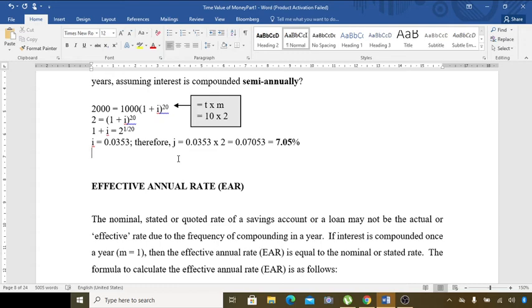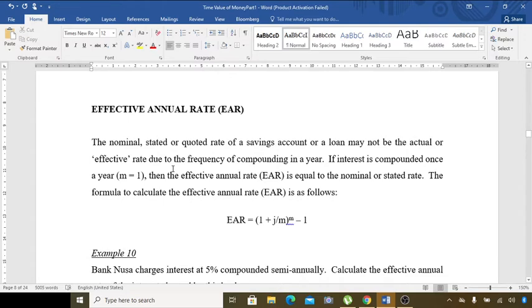You don't have to use even a financial calculator for that matter. It's very simple. Okay, and let's look at this concept of effective annual rate. Now, why is this concept important?